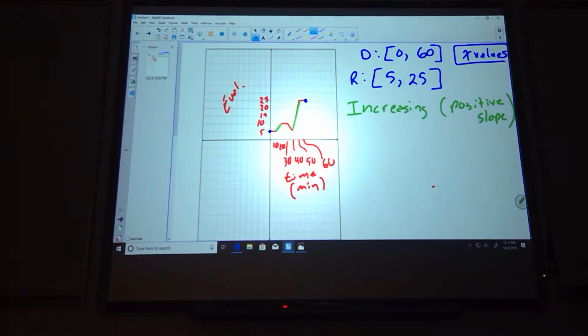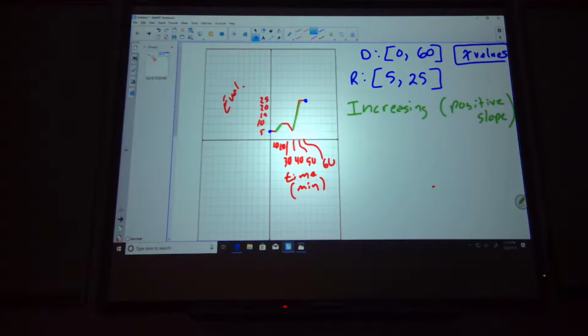Agree? Again, I love that you told me that it's increasing. I love that you told me that it has a positive slope. Okay? And we're just running through this. Everyone feel good about that so far?